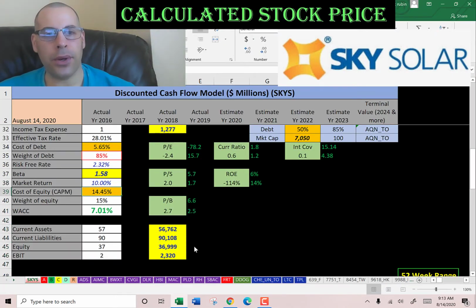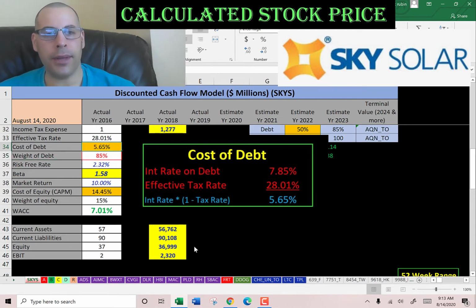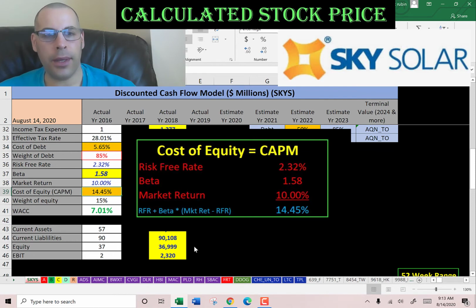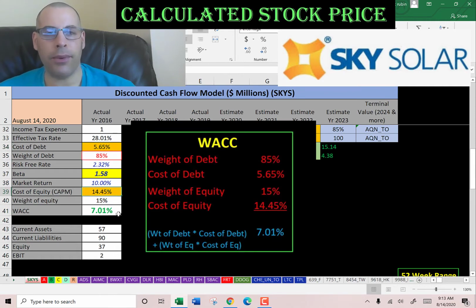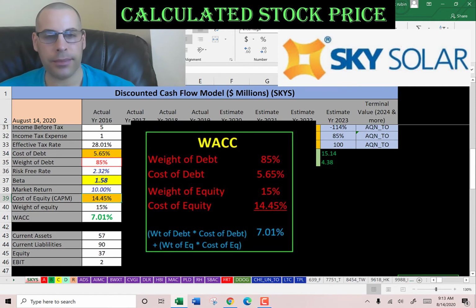Let's look at the capital structure. The 85% debt. Cost of debt is 5.7%. 15% equity. Cost of equity is 14.5%. And the WACC is 7%. That's a blend of the cost of debt and cost of equity. That's a discount rate we're going to apply to the future cash flows.